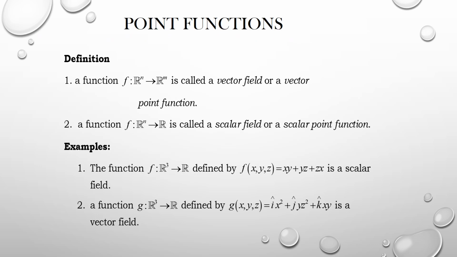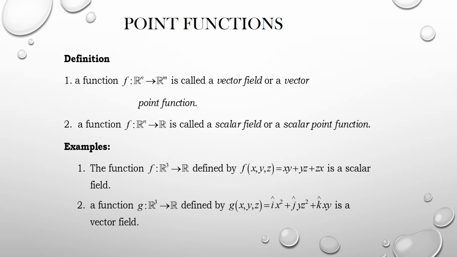Point functions. These are very important in our chapter vector differentiation. There are two types of point functions. Vector point functions, scalar point functions. First of all, let us see what are scalar point functions. If we take a function f from an n-dimensional space Rn to the real number system, such a function is called a scalar point function. It is also called a scalar field. So it has two names, a scalar point function or a scalar field.